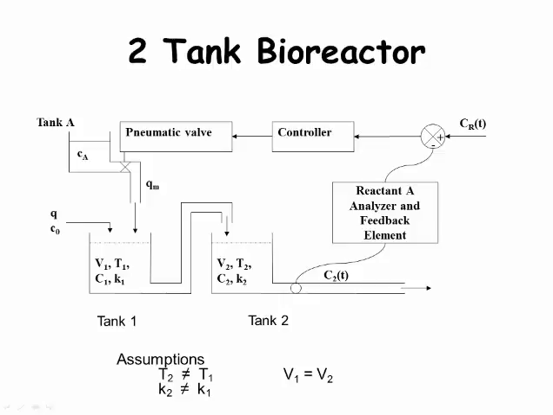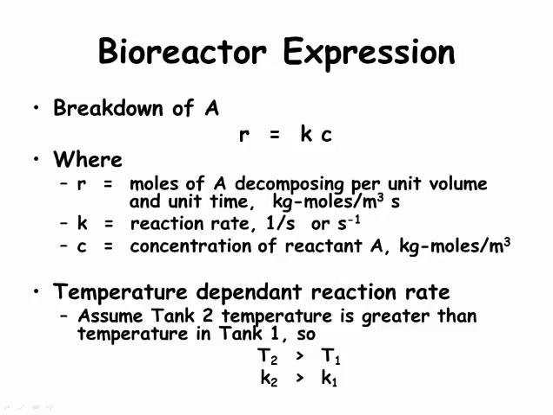The first thing that we need to do is write transfer functions for all of the elements and draw block diagrams for each element. Then we want to combine all those element transfer functions and the block diagram elements into the overall block diagram. Here is the expression we will use to describe the breakdown of reactant A. R equals the number of moles of reactant A that are breaking down per unit volume and unit time. K is the reaction rate and C is the concentration of reactant A in the tank.